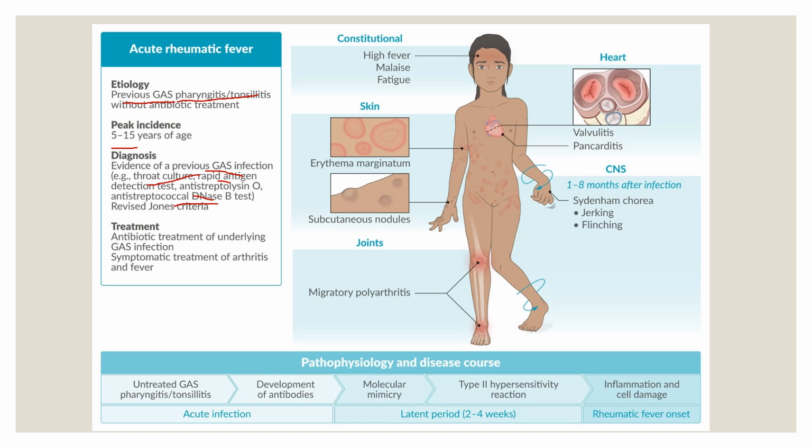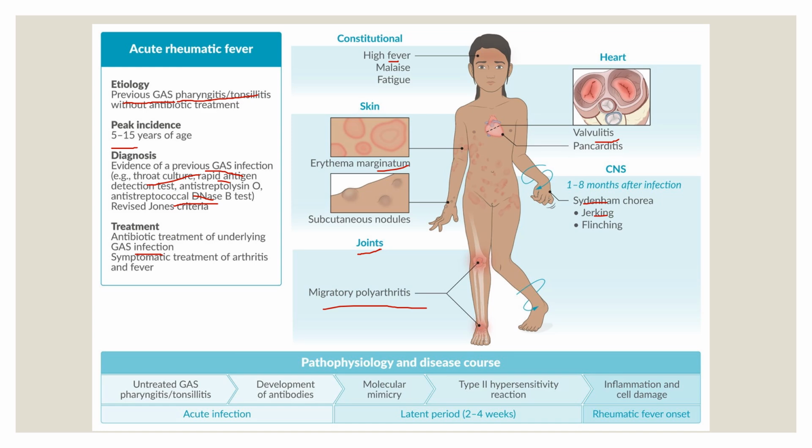Treatment is antibiotic treatment of the underlying group A streptococcal infection, and symptomatic treatment for arthritis and fever. Now it has several constituents, and you have to know the criteria for diagnosis as well. It can have fever, malaise and fatigue with valvulitis and carditis, skin manifestations like erythema marginatum, subcutaneous nodules, and arthritis or arthralgia. Arthritis is mainly migratory polyarthritis. There is Sydenham's chorea with jerking or flinching movements, usually 1 to 8 months after the infection.